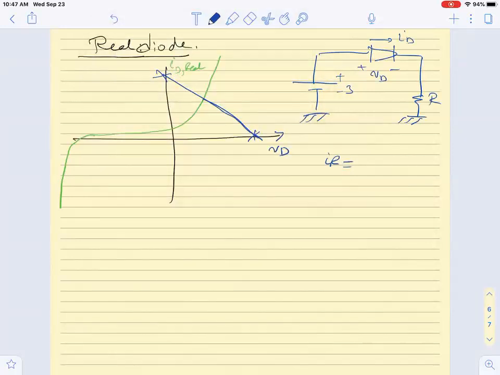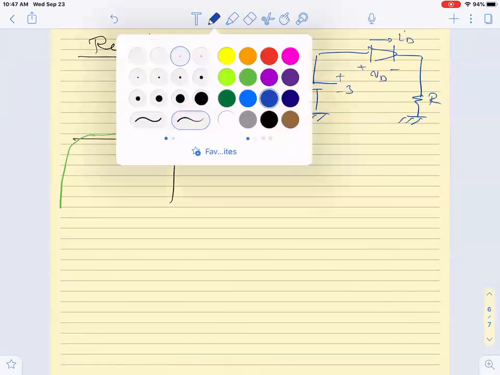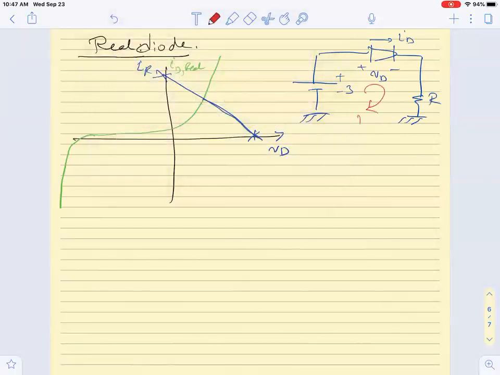Now here I want to draw IR, right? If I apply KVL in this loop here, okay, what would KVL tell me? Minus 3 plus VD plus IR times R is equal to what? 0. So what is IR equal to? Sorry, sorry, it is a balance. Okay, so IR is equal to 3 minus VD over R, or VS minus VD over R. The load line changes shape: minus VD over R. Okay, the load line changes shape.